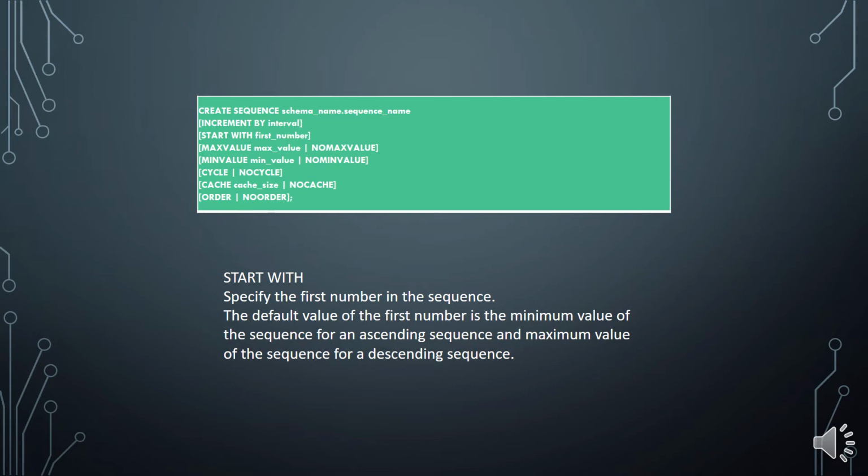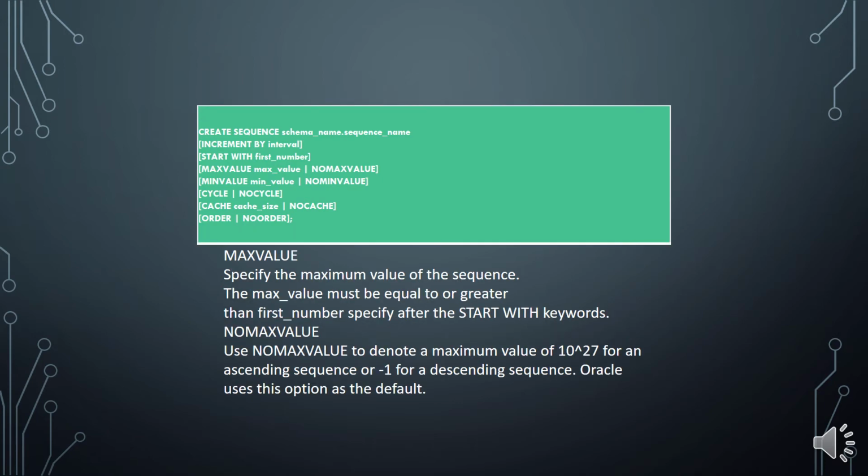Next one is the START WITH clause. The START WITH clause specifies from where the sequence starts. It specifies the first number or the starting value of the sequence. The default value of the first number is the minimum value for an ascending sequence and the maximum value for a descending sequence.